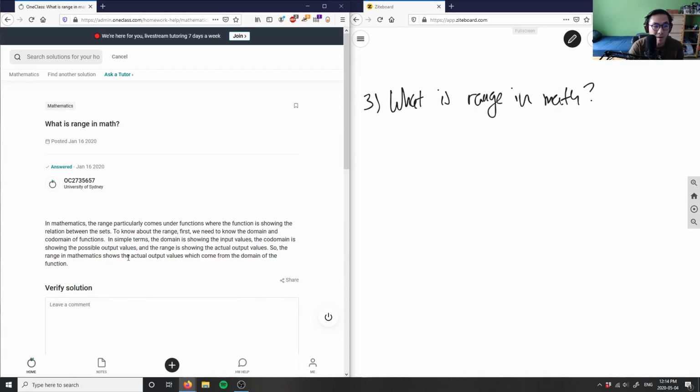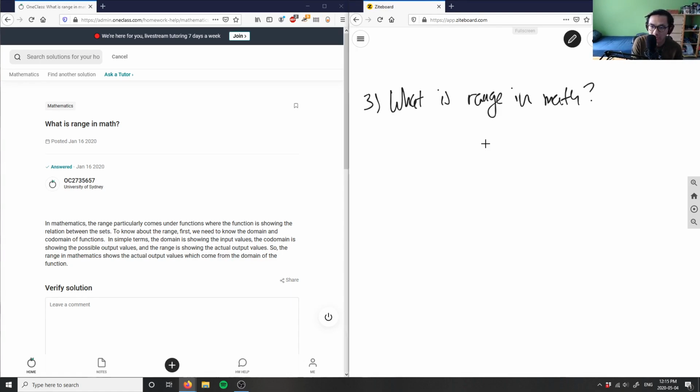It says here, in mathematics, the range particularly comes under functions, which is correct, where the function is showing the relation between the sets. To know about the range, first we need to know the domain and codomain of functions. In simple terms, the domain is showing the input values, the codomain is showing the possible output values, and the range is showing the actual output values. So the range in mathematics shows the actual output values, which come from the domain of the function. So this here is true, but it's kind of wordy.